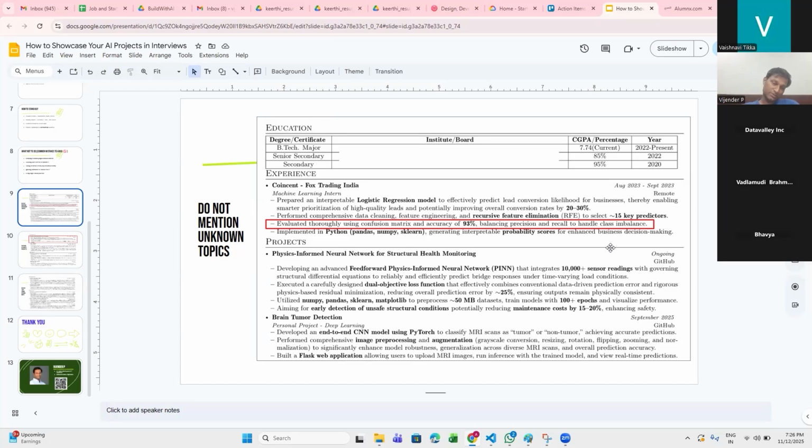So don't do that. If you do that, it's a red flag, directly out of the interview. Because if you don't know what's on your resume, then why are you even in the interview in the first place? Correct. So this is one: do not mention unknown topics.